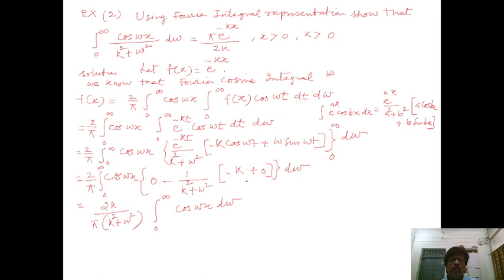And what we want to prove therefore from this? It is very easy to see that integral 0 to infinity cos of omega x upon k square plus omega square d omega, its value will become pi upon 2k into f of x. And f of x we had taken as e to the power minus kx.